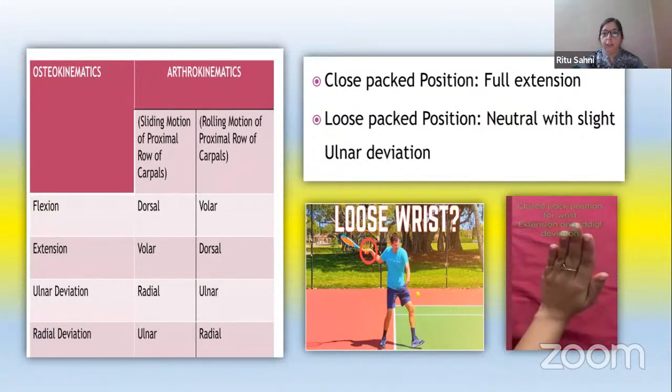So whenever we see a patient whose hand is in a tightening position with full extension, it means that joint is in the close-packed position. When it is in neutral, it will deviate towards the ulnar side, or if it is not deviating towards the ulnar side, then we check for ulnar negative versus positive variance also.